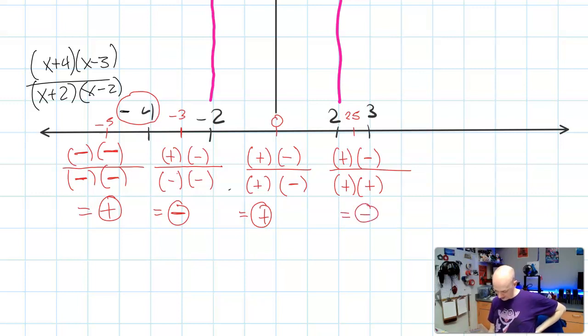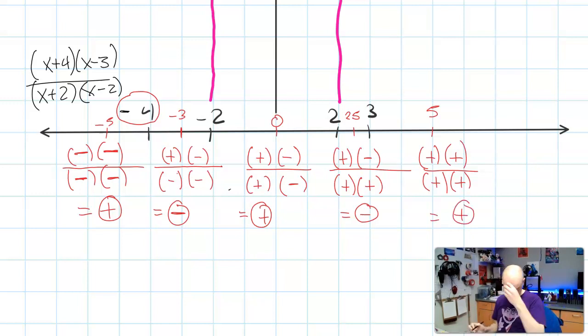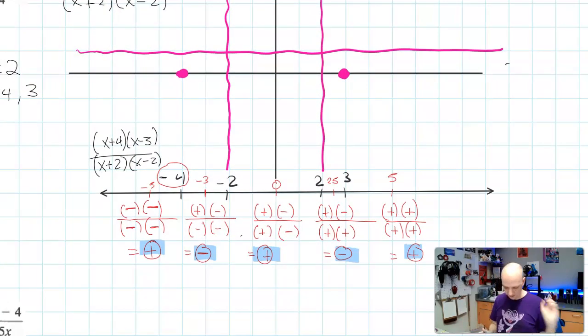And then over to the right of 3, maybe at like 5, all of those numbers are less than 5, so all 4 of the factors should be positive, positive, positive, positive. The product of 4 positives is a net positive. So the graph I can see now goes from positive to negative to positive to negative to positive to negative. Positive, negative, positive, negative, positive, and stop. Said too much. Let's shade that in.